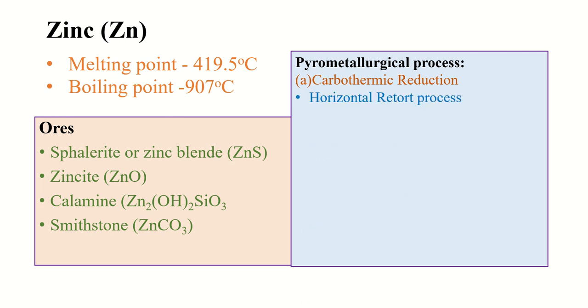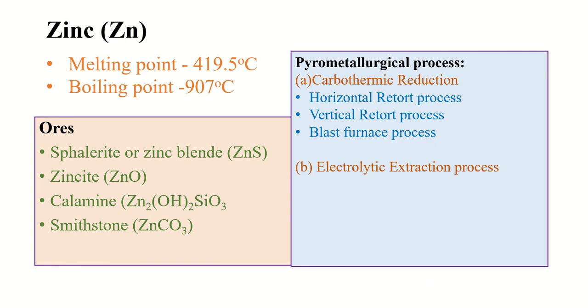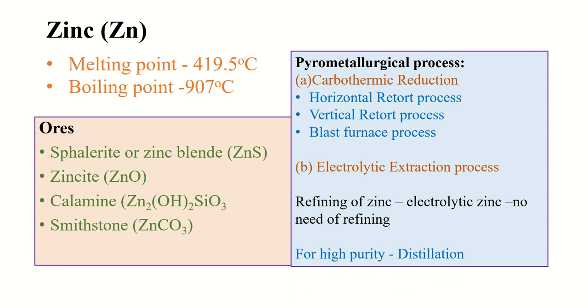So carbothermic reductions are generally used. For the carbothermic reductions, there are some important processes like horizontal retort process, vertical retort process, and blast furnace process. And zinc can be extracted by using the electrolytic extraction process. So refining of zinc can be done by electrolytic zinc, and no need of further refining of this zinc metal. If you want high purity, we can use the distillation purification techniques. Next metal is lead.